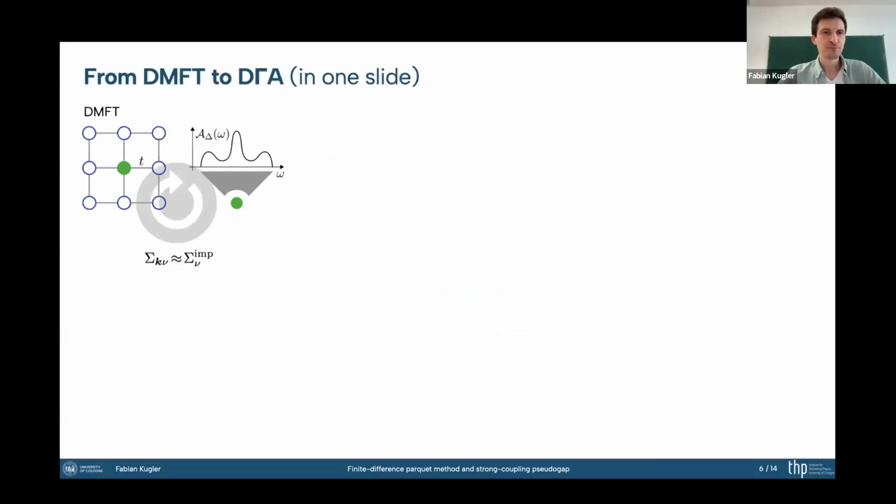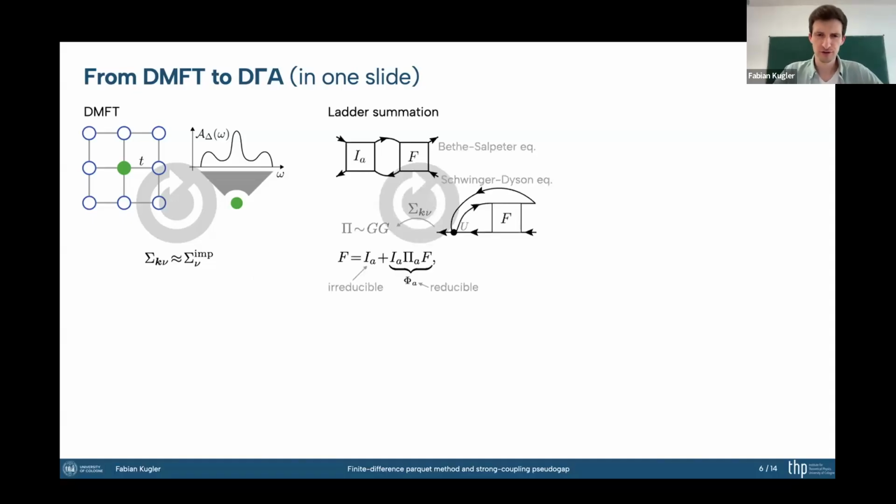All right, so how do we go from DMFT to D gamma A in one slide? This will be a full slide, let me warn you. But okay, we all know DMFT. It maps a lattice model onto a suitable impurity model. And this suitable impurity model is found in a self-consistency iteration, the underlying approximation being that the self-energy on the lattice is local. It is the self-energy from the impurity model. Let's remember this. And now let's go to our standard quantum field theory knowledge.